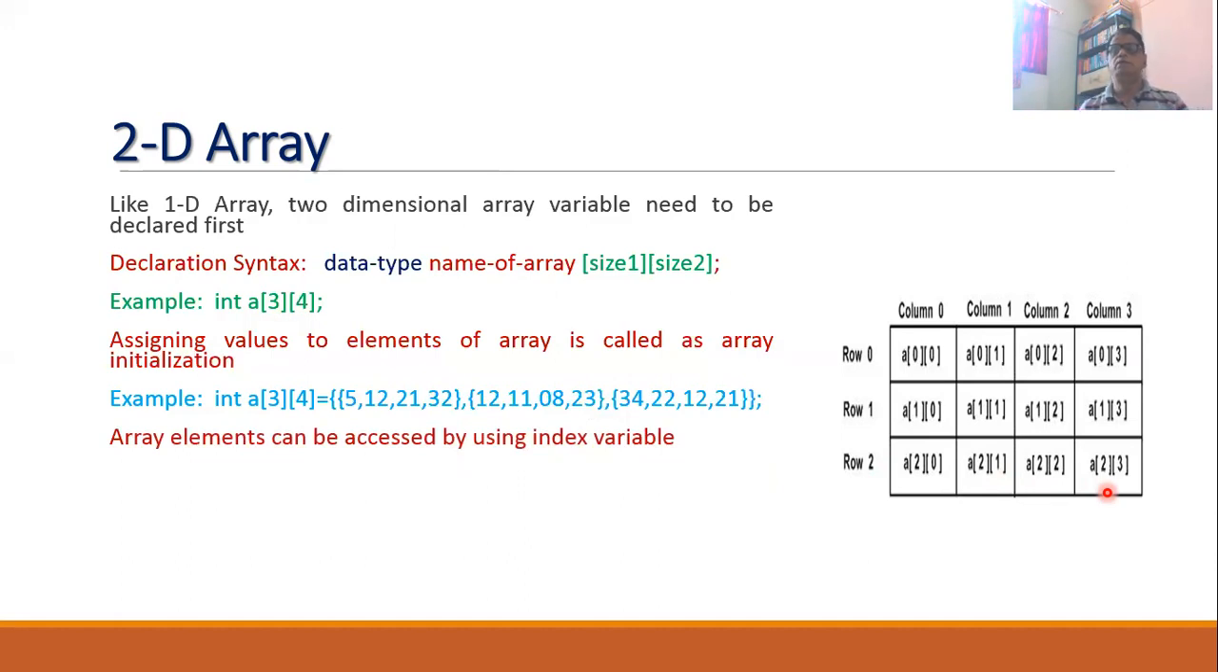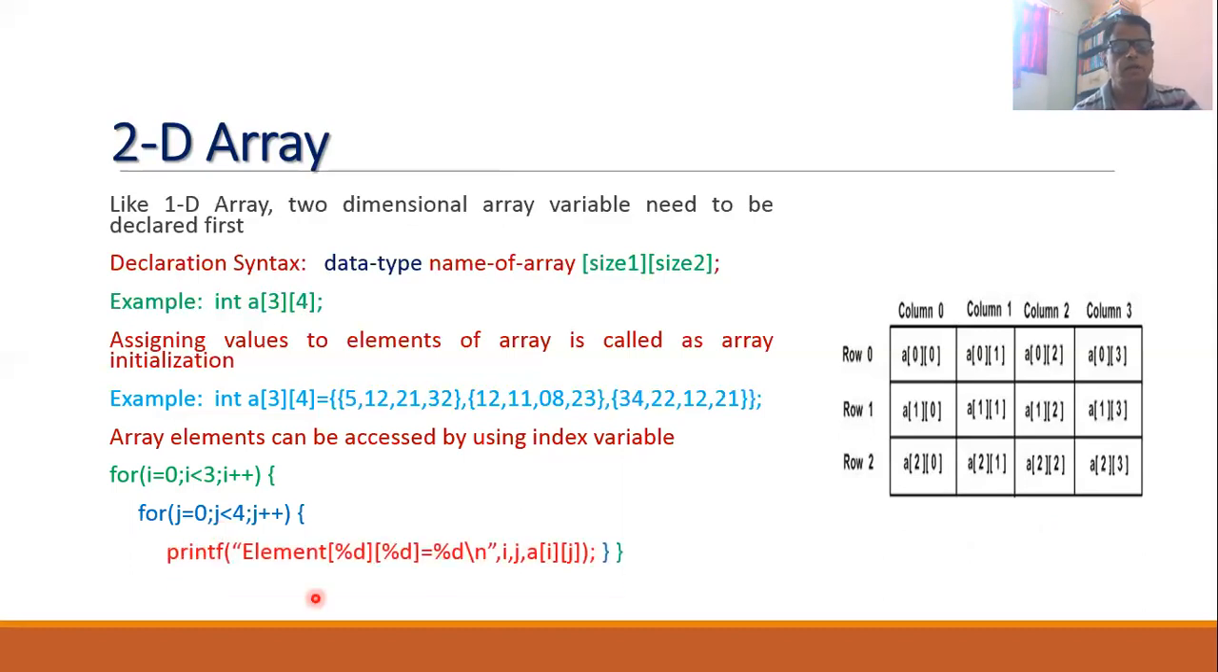Now, once the array is declared and initialized, you can access the elements of the array. Again, to access the elements of the array, we need to make use of a for loop. But since this is a two-dimensional array, we will need two for loops. The first for loop will be for the row number, and the second for loop will be for the column number.